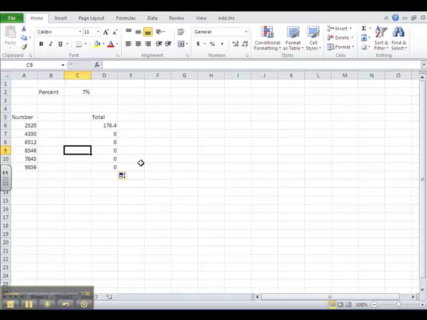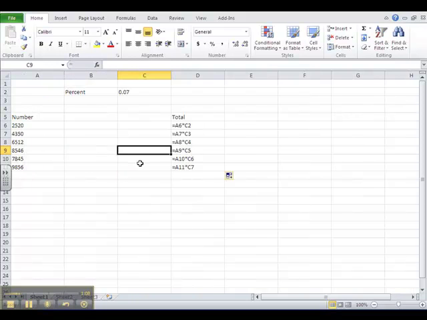I'm going to do the Control-Tilde keys, and it's going to show me the formulas. And you see that I have A6, which is this cell, times C2, which is this cell, which is a correct formula. That's why I have an answer in that cell. But when you look at the next one, I have A7, which is this cell, times C3, which is this cell, and there's nothing in there. So it's taking that number and multiplying it by 0. That's why my cell answer was 0.